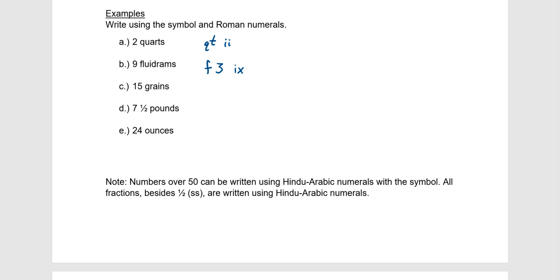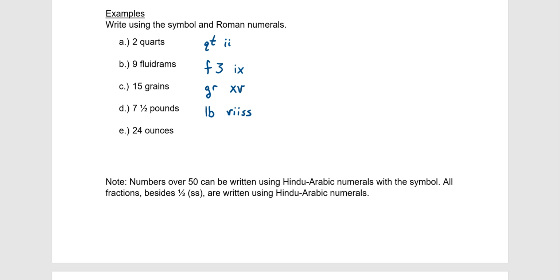Next, for 15 grains, the symbol for grain is GR. And then 15 in Roman numerals is going to be XV for 10 plus 5. And then 7.5 pounds. The pounds abbreviation is LB. And then for 7.5, first we have to write 7, which would be VII, 5 plus 1 plus 1, and then the 1/2 is going to be the SS at the end.